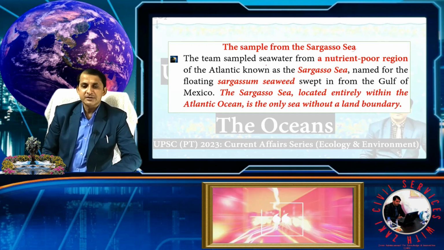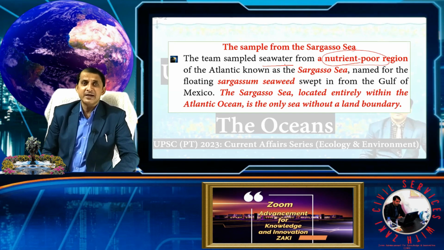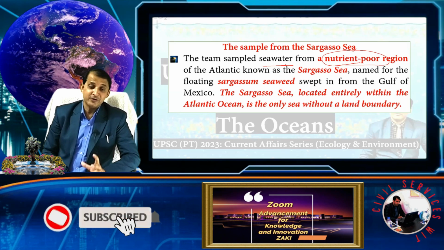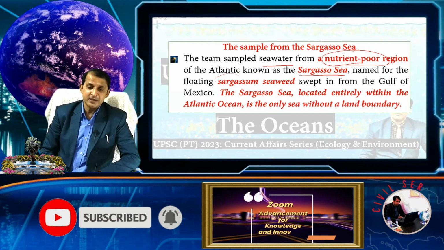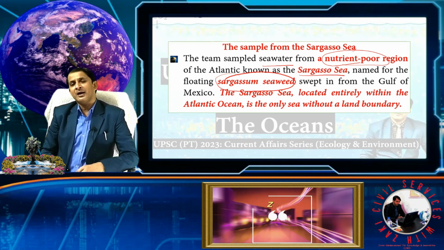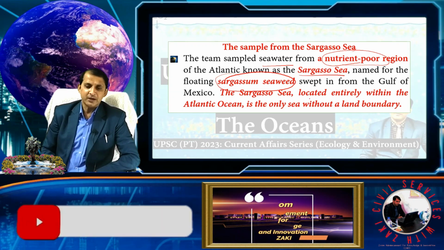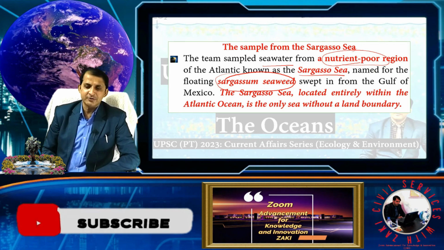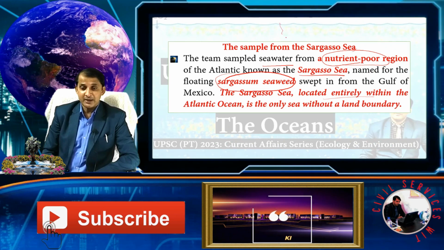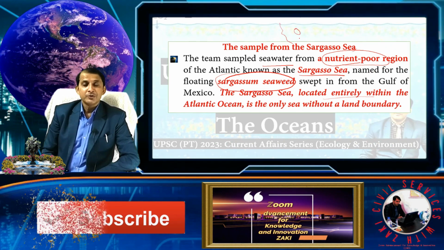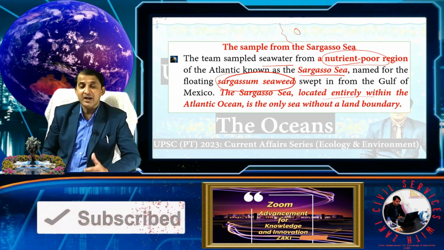The team sampled seawater from a nutrient-poor region. Basically the Sargasso Sea is a nutrient-poor region in the Atlantic, named for the sargassum seaweed, which is shipped from the Gulf of Mexico. The Sargasso Sea is located entirely within the Atlantic Ocean. So if you see here the Atlantic Ocean and the Sargasso Sea here, it is the only sea without a land boundary.